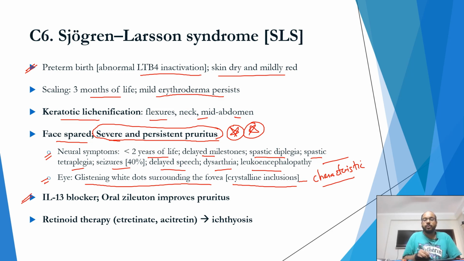Interleukin-13 blockers or oral xylitol have been shown to improve pruritus in patients with SLS. Retinoid therapies with etretinate and acitretin improve the ichthyotic features a bit. So for dermatology, two features are very important: pruritus and ichthyosis. For pruritus, oral xylitol or IL-13 blockers can be used, while to manage ichthyosis, retinoid therapy with etretinate and acitretin can be used, along with emollients and other regular cleaning and all.